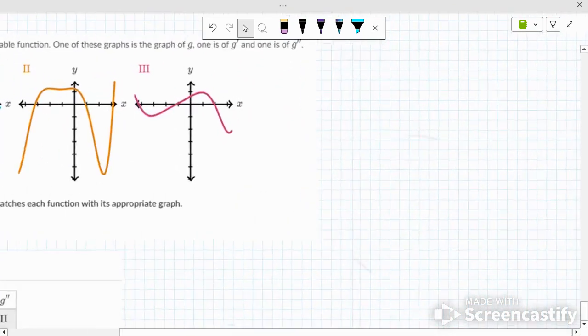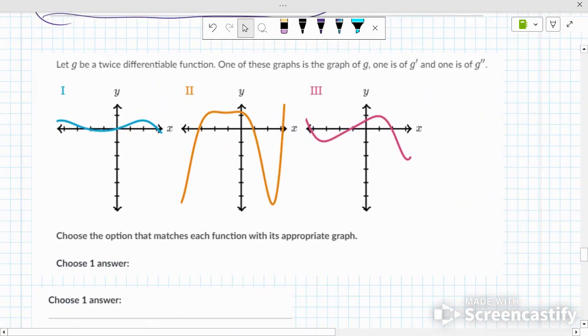Now here's where the fun ones begin. Which one is a function? Which one's the first derivative? Which one's the second derivative? If you knew the function right off the bat, this would be easy. But you don't know which one is which. Okay? So you pick one.